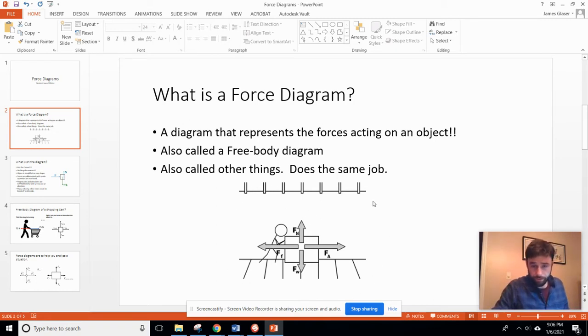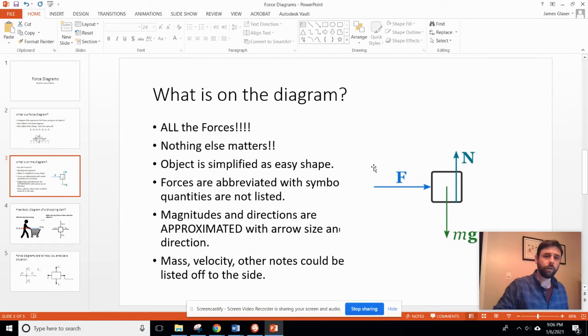So, the little description right here of a guy pushing a box across the floor inside of a room, that's too much info, okay? None of that stuff matters. The only thing that matters are these arrows and the object. Your force diagram is going to show forces. That's it. Objects, we don't care if it's a box, a car, a duck. We represent them with a simplified shape. Generally, it's either going to be a point or a box. I'm a box kind of guy myself. If you're a circle, that's fine. I'm not going to judge you.